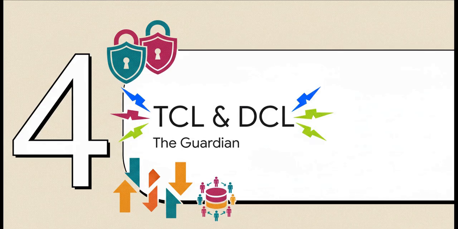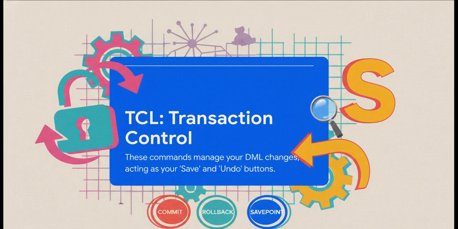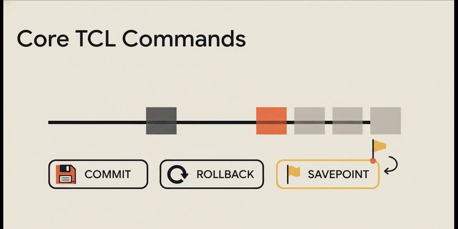All right, we've come a long way. We've built the house, we've moved in all the data, and we've explored every room. Now it's time for our final and maybe our most important role, becoming the guardian, using the control languages TCL and DCL. First step is TCL, or Transaction Control Language. Think of this as your safety net when you're using DML. These commands let you bundle a whole bunch of changes together into one single transaction. And this gives you the power to either make them all permanent at once or undo them all in one shot.